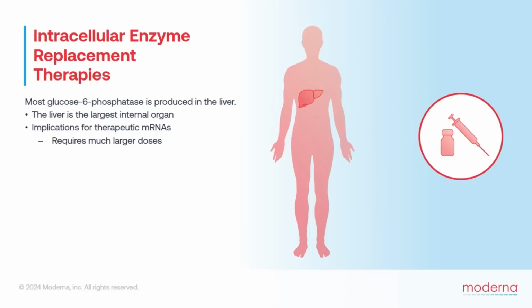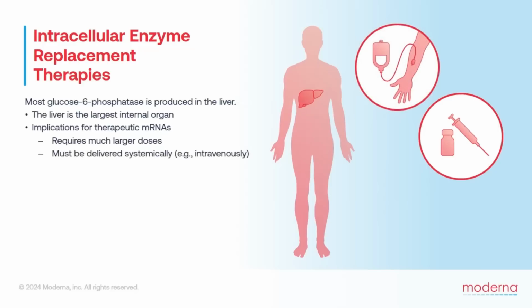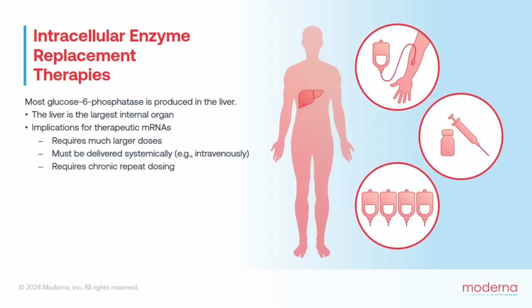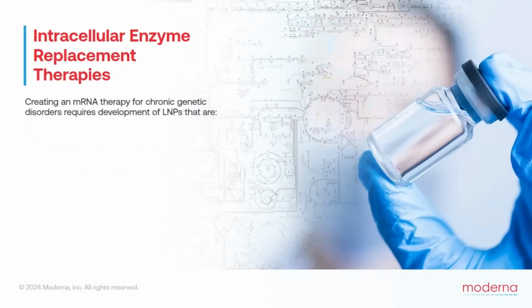Further, whereas mRNA vaccines can be delivered intramuscularly or intradermally to stimulate an adaptive immune response, mRNA therapeutics for enzyme replacement must be delivered systemically, that is, intravenously, to ensure that it will reach the liver. Also, because mRNA is impermanent, lasting several days to a week at best, enzyme replacement using an mRNA therapeutic requires chronic repeat dosing. So, creating mRNA therapies for chronic conditions such as von Gierke disease requires development of LNPs that are both efficiently taken up by the appropriate cell type in the liver and are suitable for chronic dosing.